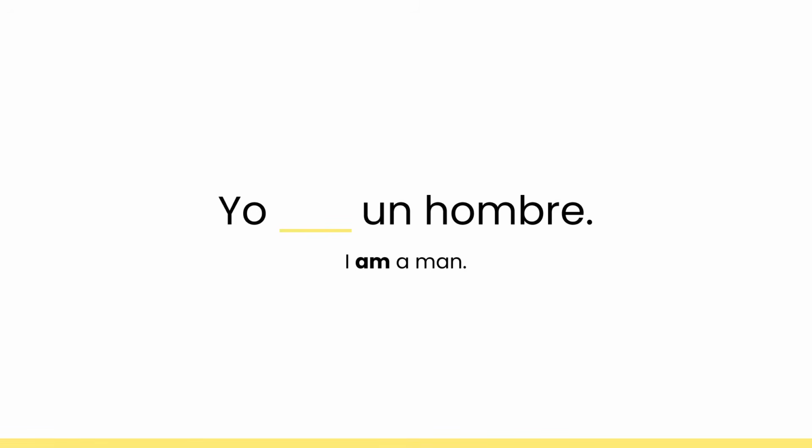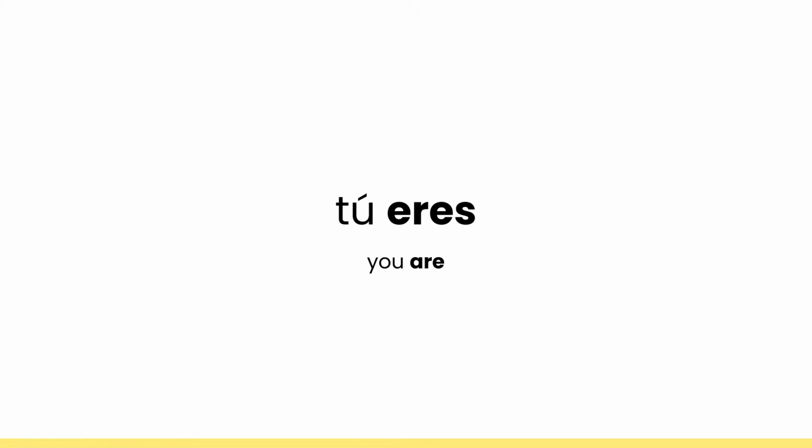Alright, so as an example, I am a man. Yo, un hombre. And when we say I am a man, we are talking about a characteristic. And so in this case, we use the verb ser, or the conjugation of the verb ser, in the I form. So yo, un hombre, which of course becomes Yo soy un hombre. Alright, the next conjugation is tú.